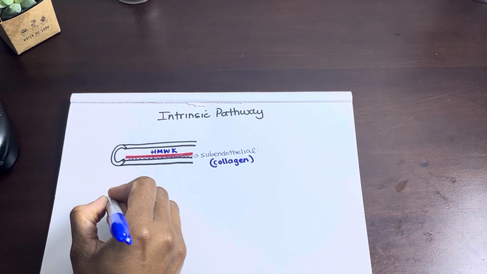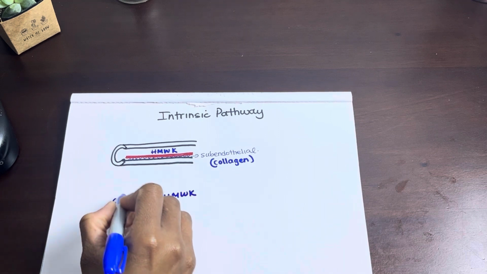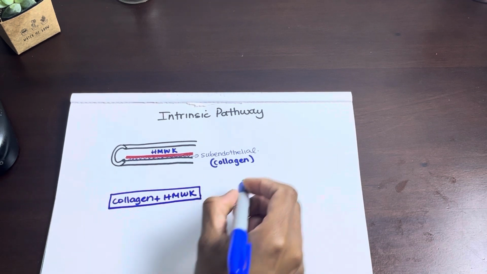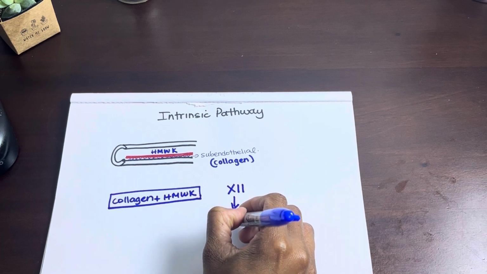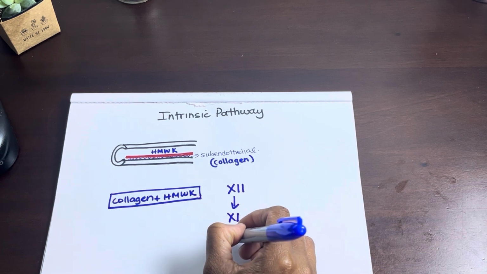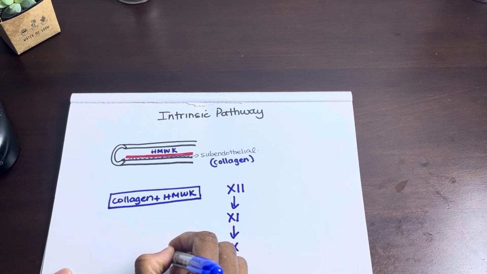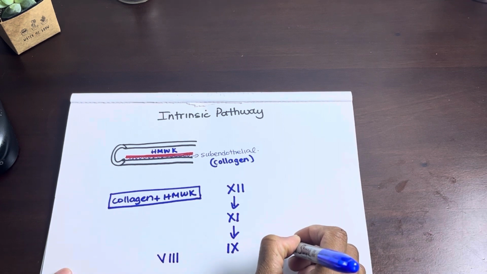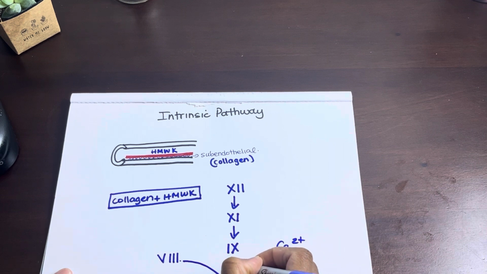Start. The complex formed by collagen and high molecular weight kininogens, this will go ahead and activate factor 12. Factor 12 will activate factor 11, which will then activate factor 9. Factor 9 will then form a complex with factor 8 in the blood, again together with calcium, and this complex here will feed into the common pathway via factor 10.